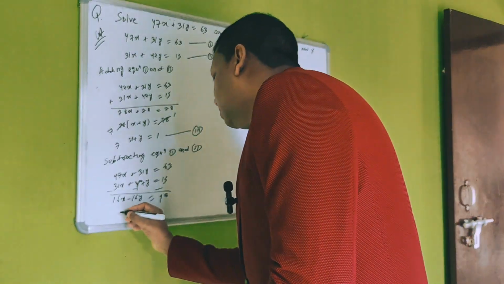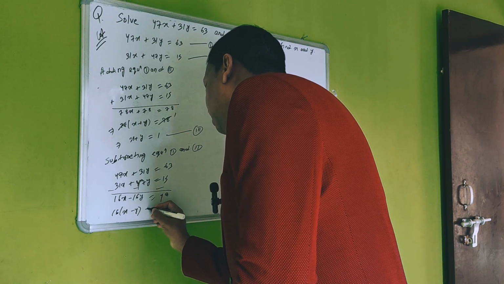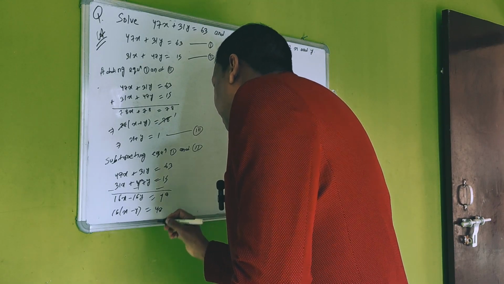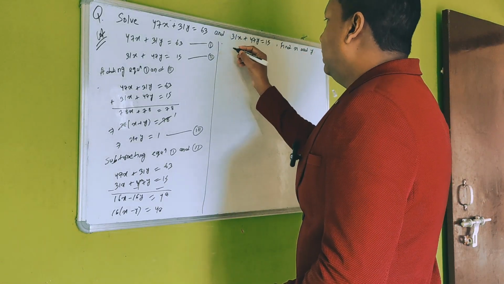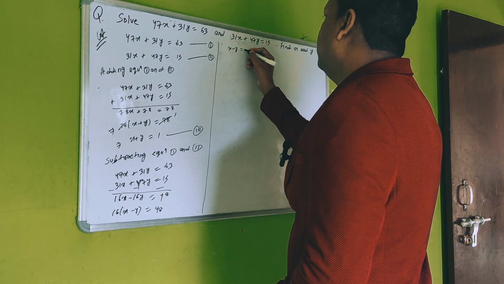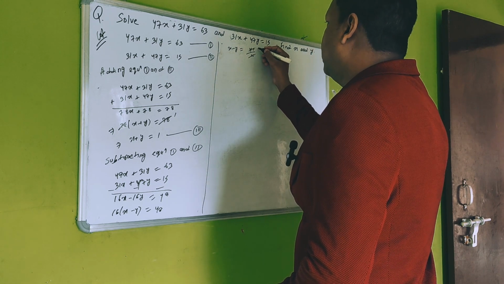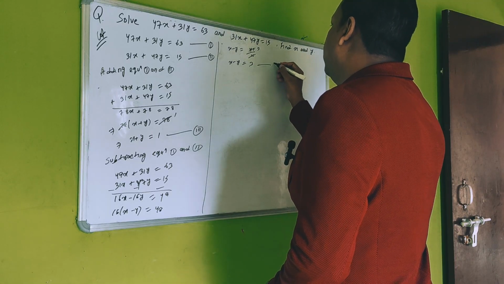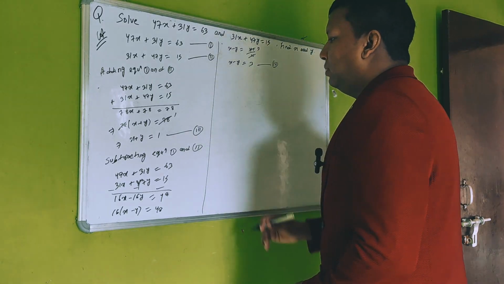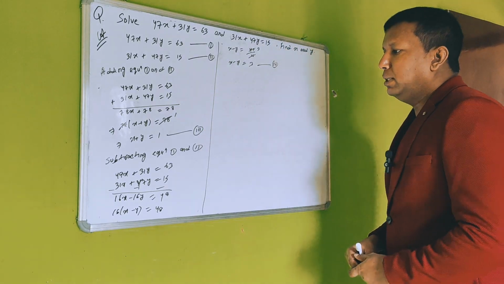Now here you need to take 16 common, so x minus y equal to 48. Or we can write x minus y equal to 48 divided by 16. It cancels 3 times. So x minus y equal to 3. Let's assume this equation is 4. Now you can see here 3 and 4 are two simple equations.